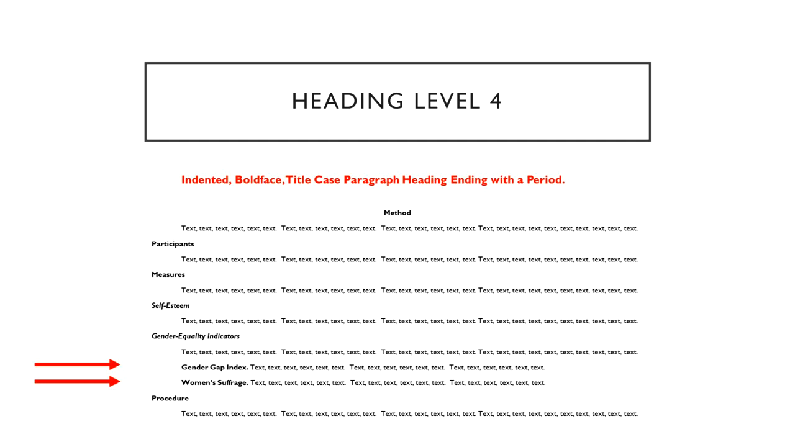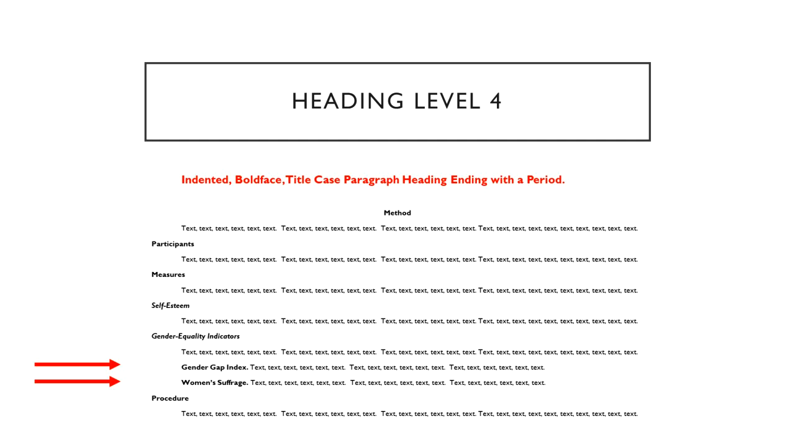So heading level 4 is indented, boldface, still title case. It's a paragraph heading now, meaning right after I give my heading, I end it with a period, and I start right into my paragraph. So whenever you indent with heading level 4, and you'll also see this with heading level 5, you start right into your paragraph. The only difference is your paragraph text isn't bold, or later for heading 5, it's not going to be bold and italicized. Okay, so you can kind of see how that looks here.